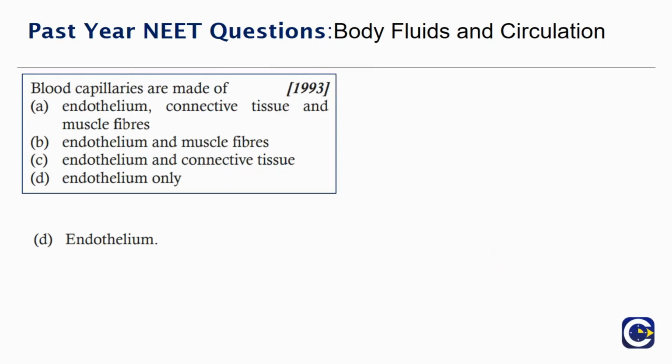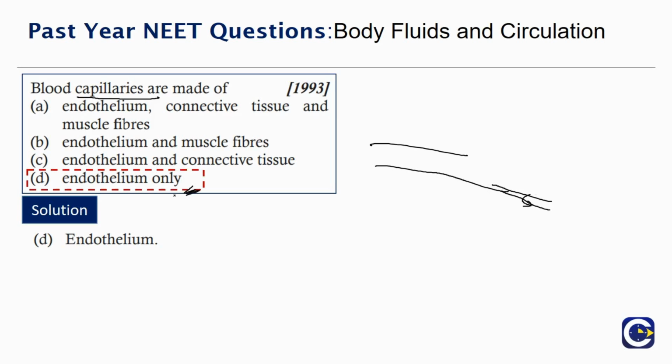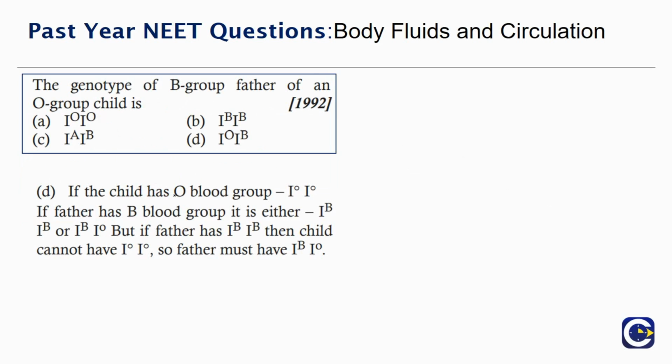Blood capillaries are made up of which of these: endothelium, connective tissue and muscle fibers; endothelium, muscle fibers; option C, endothelium and connective tissue; option D, endothelium only. We know as the blood vessels get smaller, as they thin out, they lead to capillaries. The capillaries have only tunica interna, which is only the endothelial cell layer. The option is D, endothelium only.